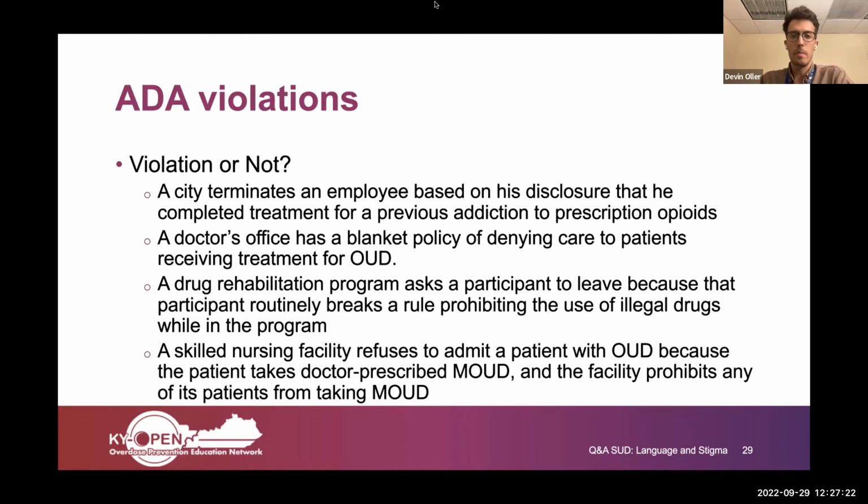And so just by vote here, and you can put this in the chat, I'm going to ask whether this is a violation of the ADA or not. Each of these has an associated case that went through the courts. So for example, a city terminates an employee based on his disclosure that he completed treatment for a previous addiction to prescription opioids. Is that an ADA violation or not? Yes or no?